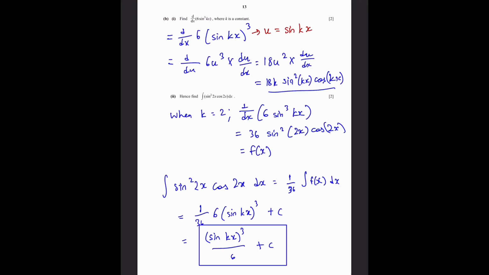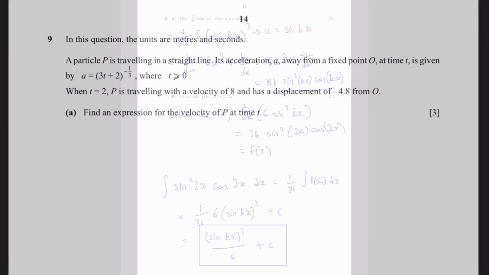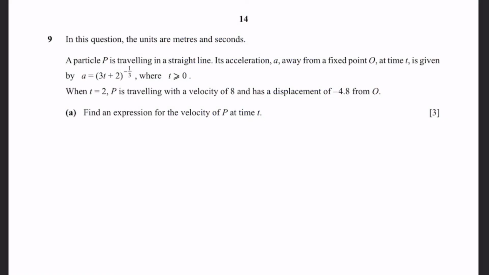Now we can go to question 9. In this question, the units are meters and seconds. A particle P is traveling in a straight line. Its acceleration, a, away from a fixed point O, is given by a equals (3t plus 2) to the power of minus 1 by 3, and of course this is at any time t, where t is greater than or equal to 0. Part A. Find an expression for the velocity of P at time t.